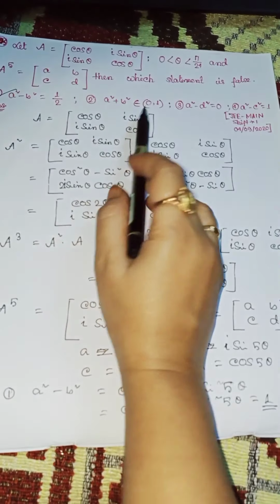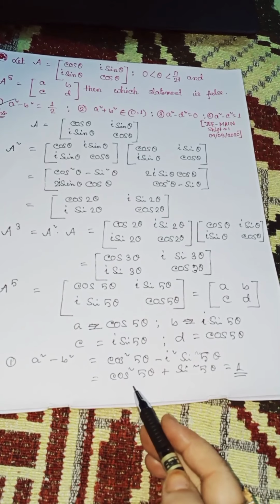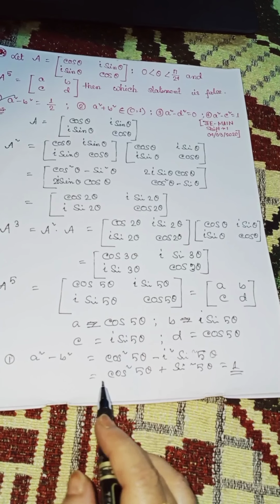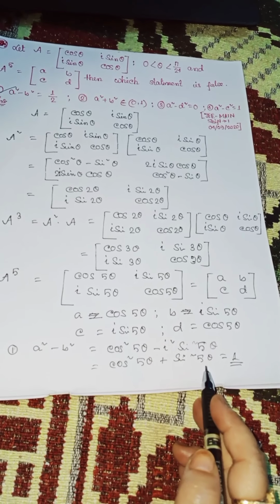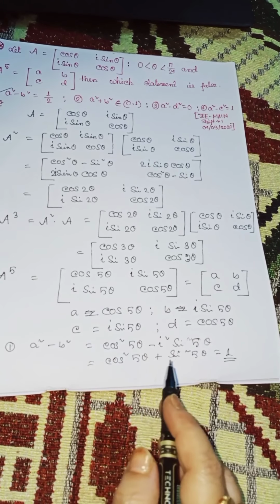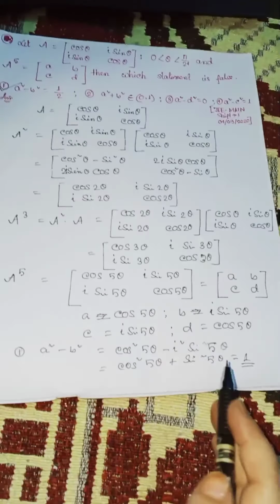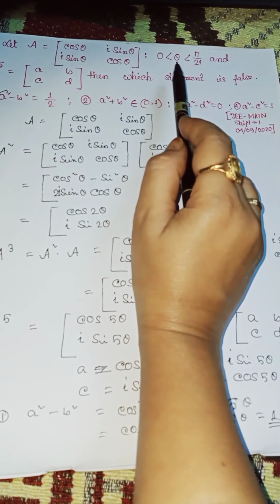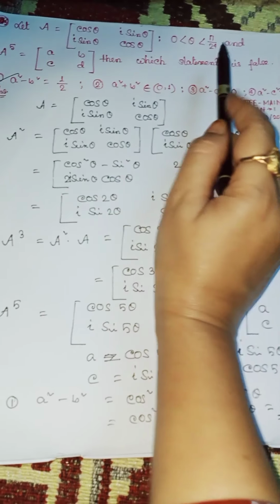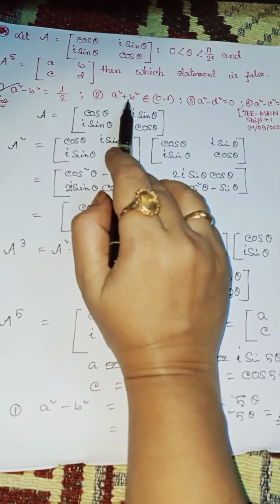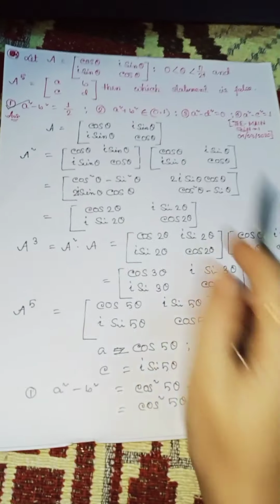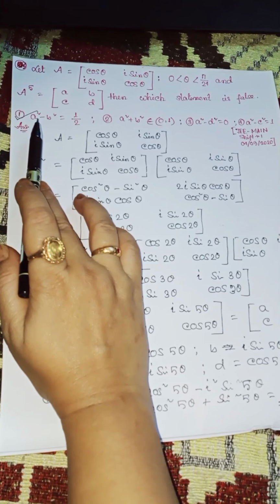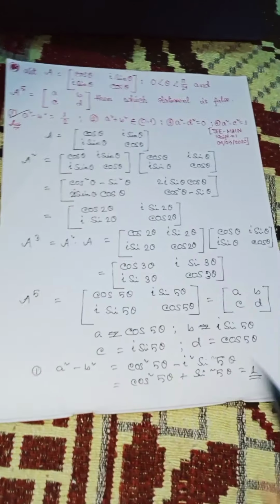When we similarly calculate a square plus b square, it is cos square 5 theta minus sin square 5 theta, so it becomes cos 10 theta, and as the theta's value lies between 0 to pi by 4, a square plus b square always belongs to 0 to 1, and all other options are correct. Our false statement is a square minus b square is equal to half.